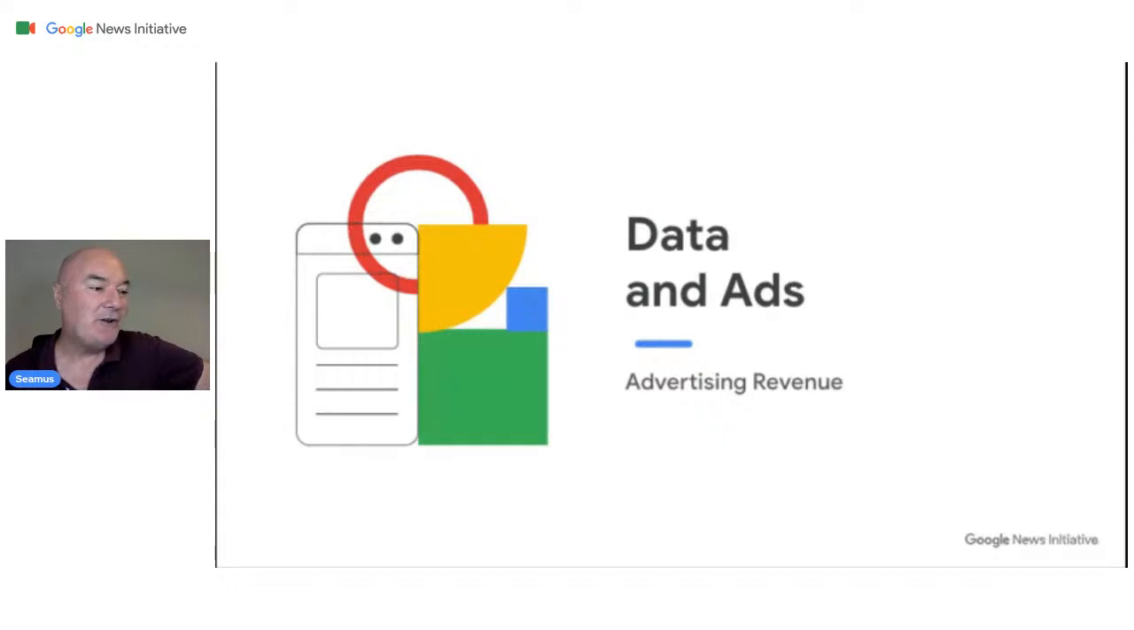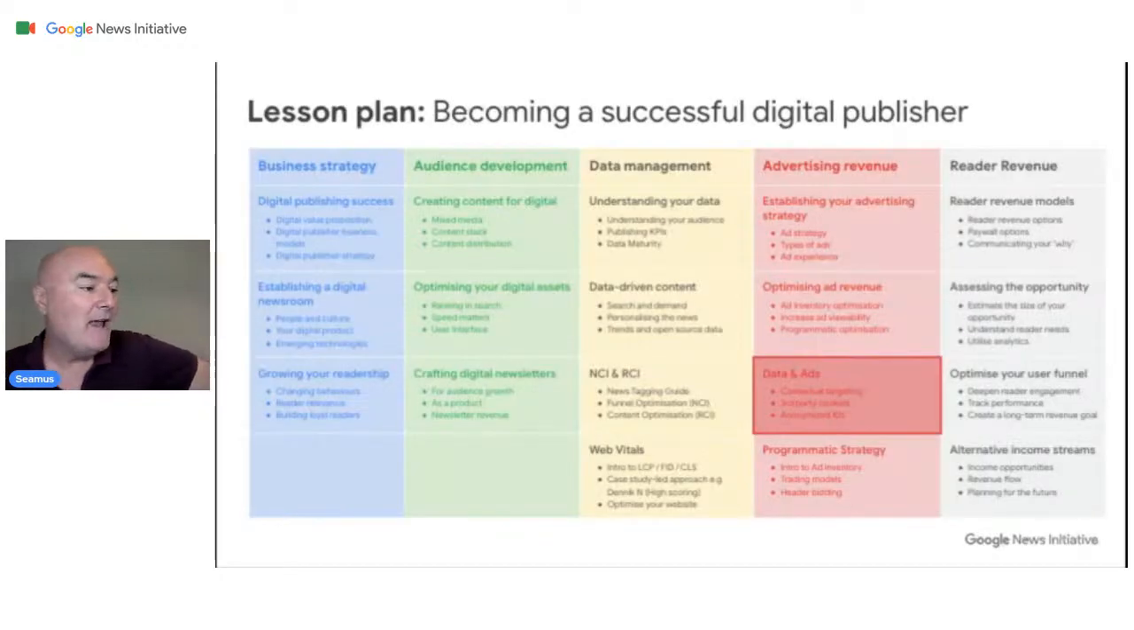And first of all, let's just have a look at where this fits into the overall training sessions, the lesson plan. As you can see there, being a successful digital publisher. You can see that data and ads is the third in our series in advertising revenue. You can see there we had establishing your advertising strategy, optimizing ad revenue, and programmatic strategy. So maybe you've already taken part in some of those sessions. You can see where it fits in there. We also have reader revenue, data management came before. So do check out the other sessions available just to see if they can fit in and be useful for you.